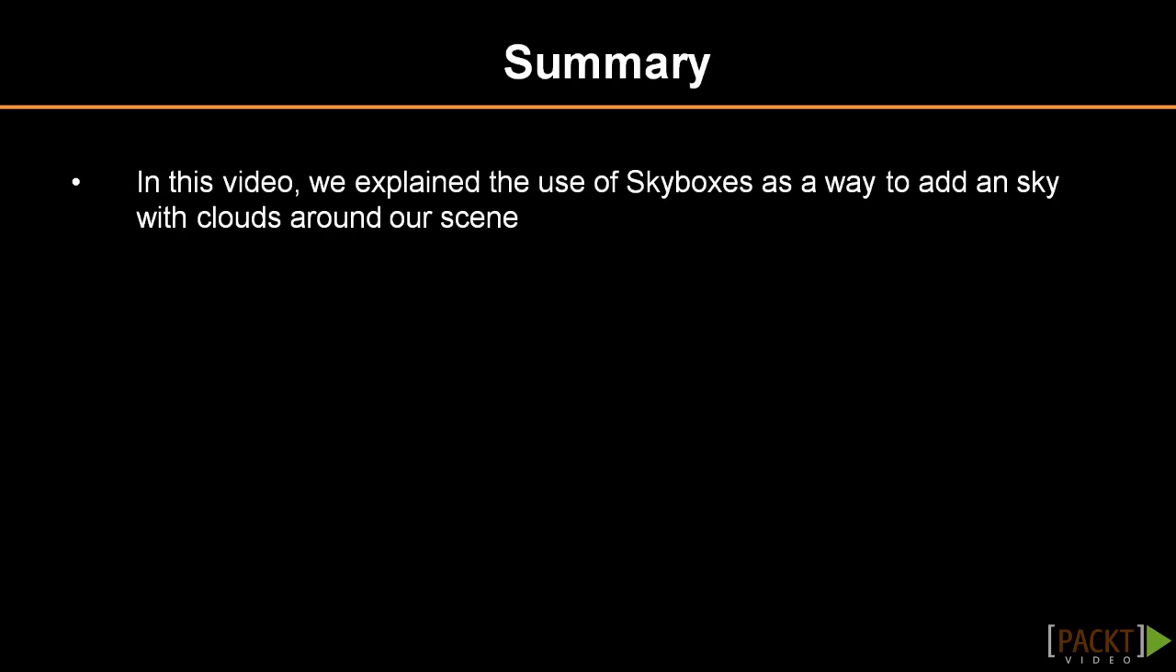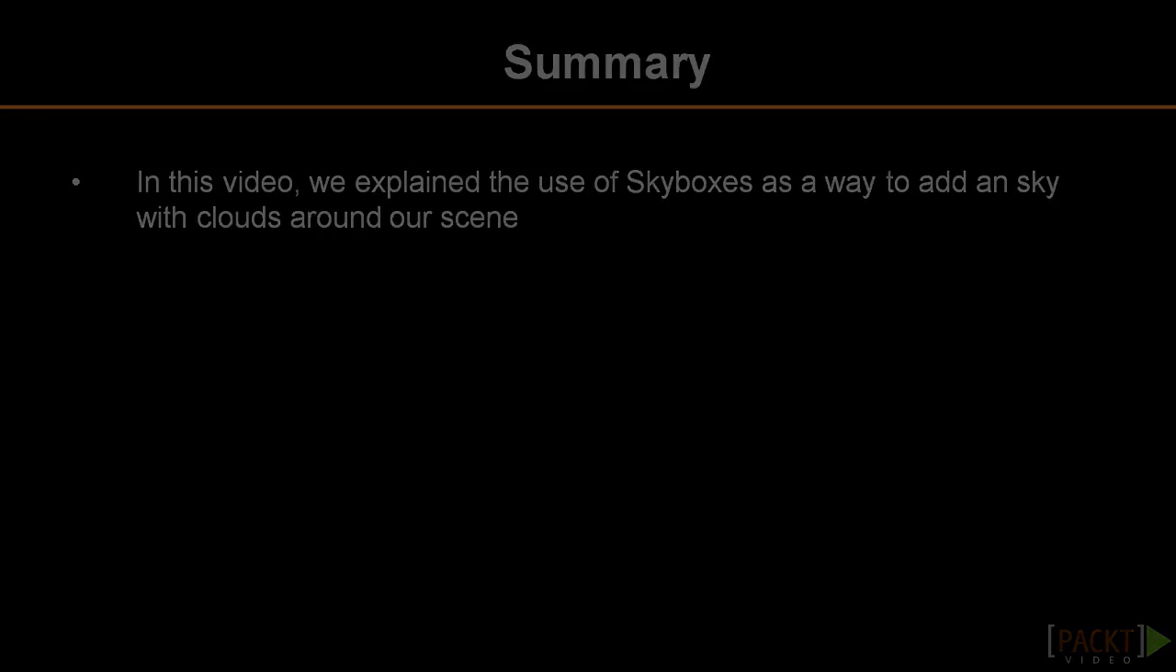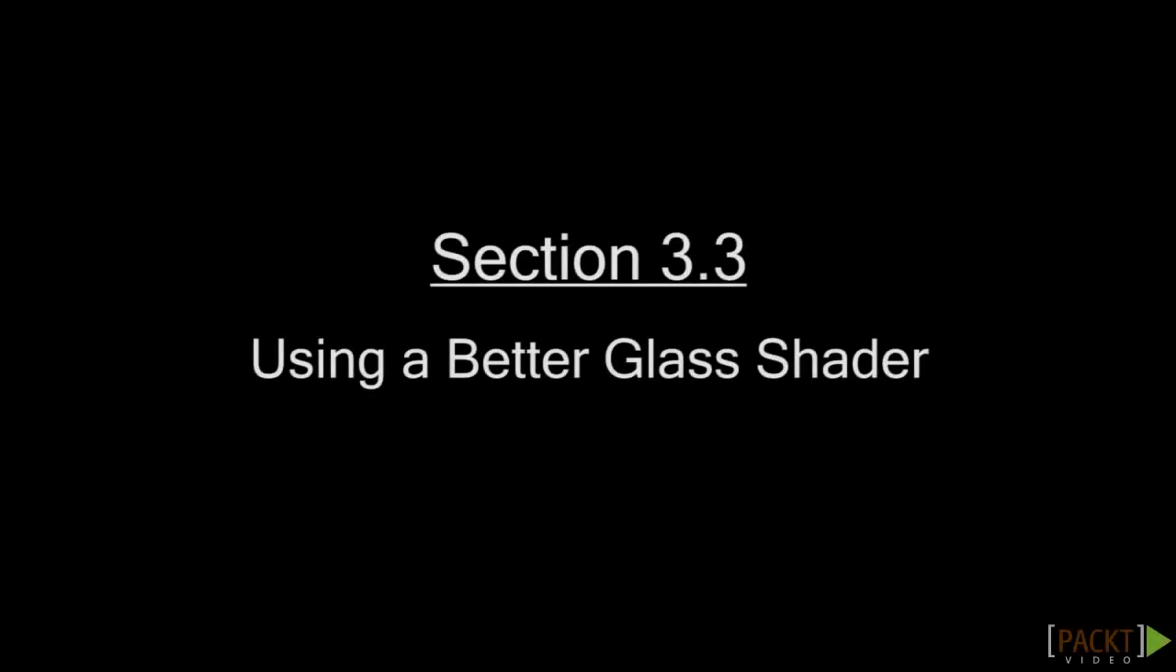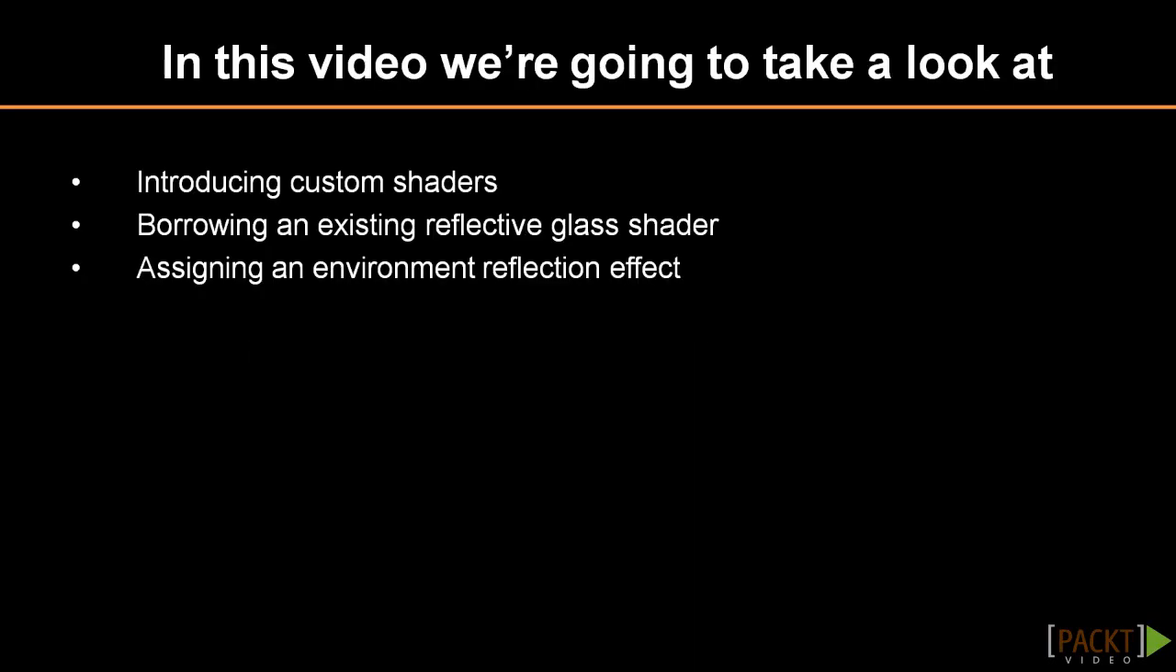In this video lesson, we explain the use of skyboxes as a way to add a sky with clouds around our scene. This provides a nice context for our project and improves the feeling that we are visiting an actual site. Our next video will discuss improving our glass in the scene, and we will return to our skybox images for a nice effect. In the third video, in the section on materials, we will create more convincing glass with a custom shader. Since we cannot dive into shader writing, we'll use an existing shader that does the work for us.